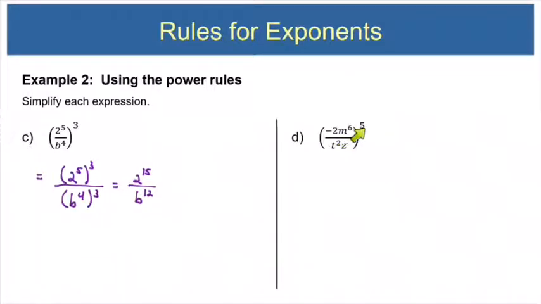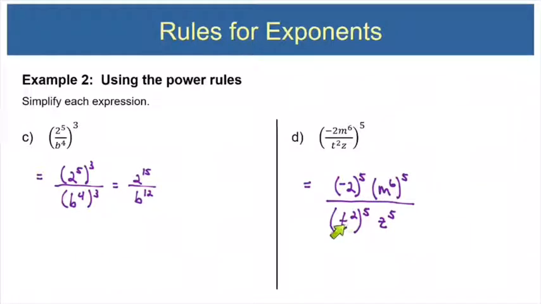In part D, we have another example that's going to require us to use power rule number 3, and really, if you think about it, power rule numbers 2 and 1 as well. So first, I'm going to use power rule number 3 to apply this outside exponent to every factor in the top and every factor in the bottom. So that's going to be negative 2 to the 5th times m to the 6th to the 5th over t to the 2nd to the 5th times z to the 5th. And now we need to simplify each of these.